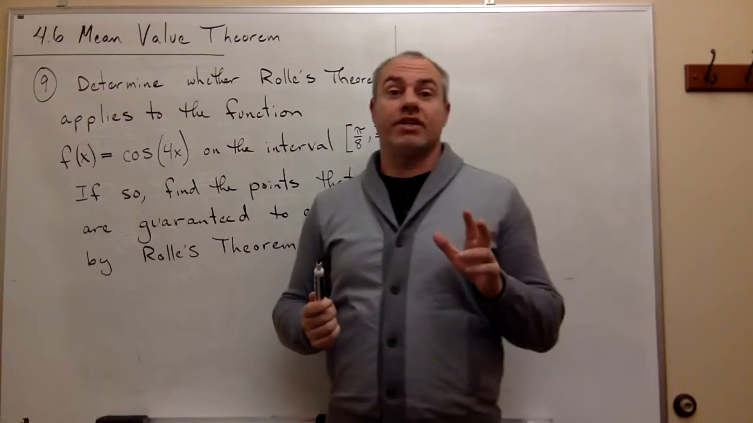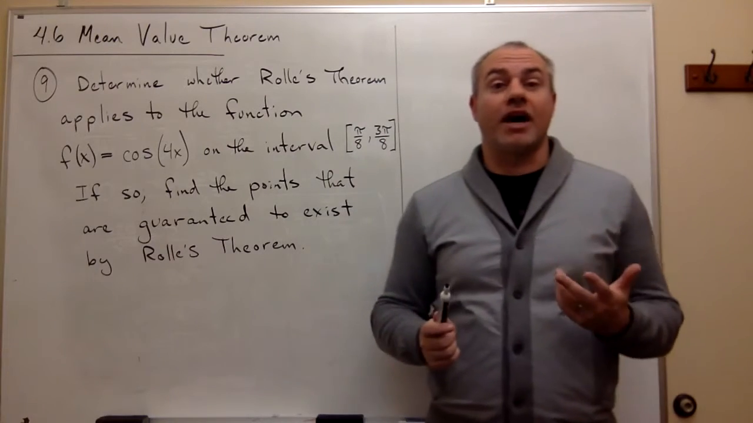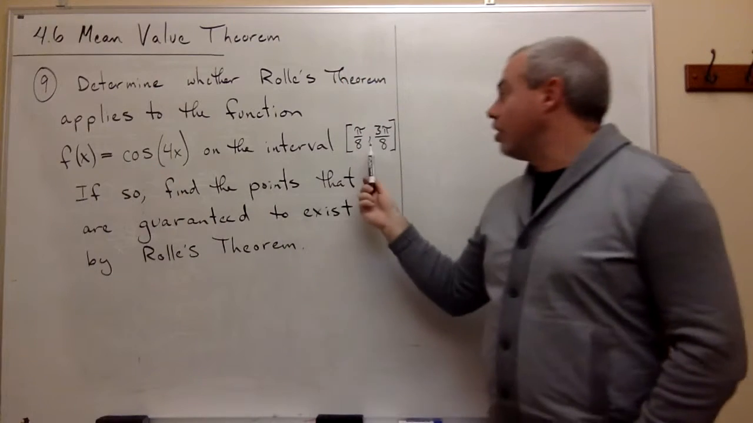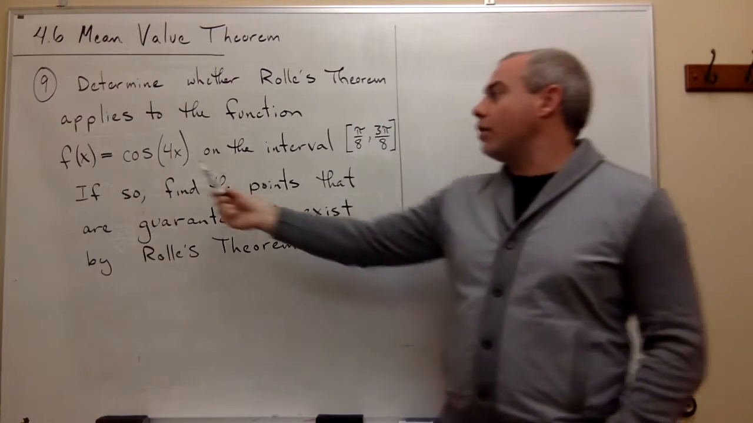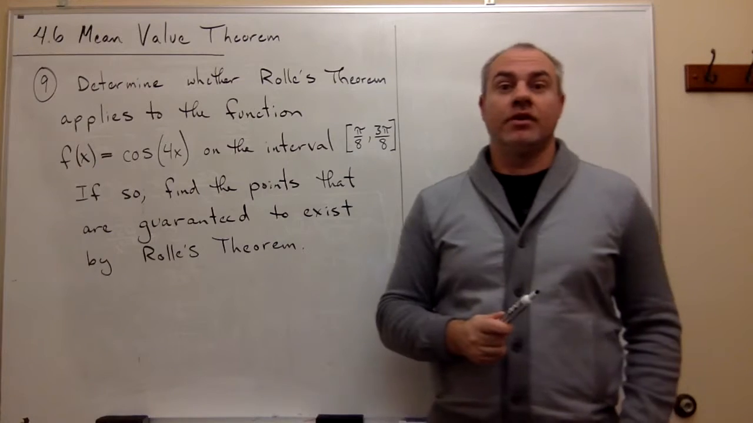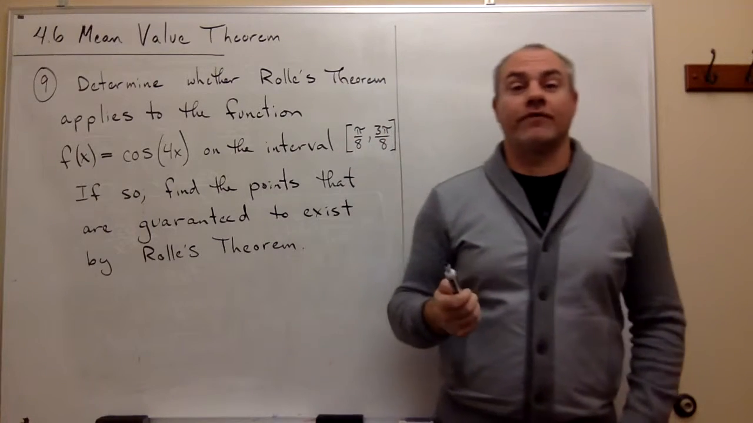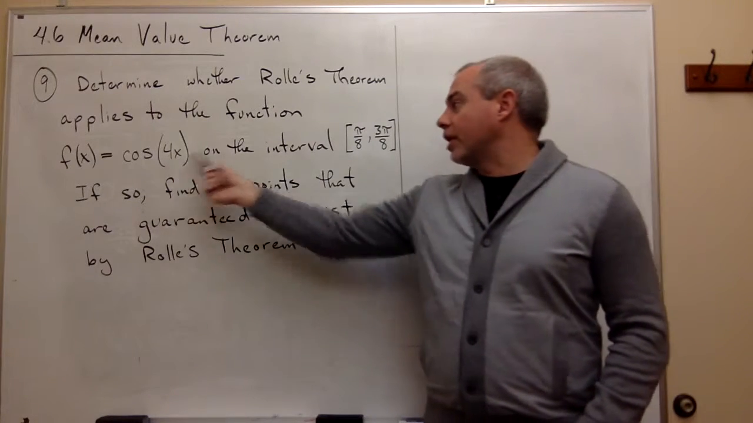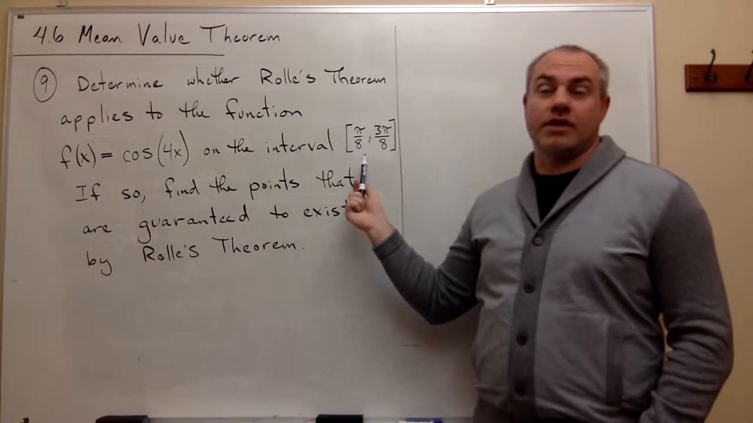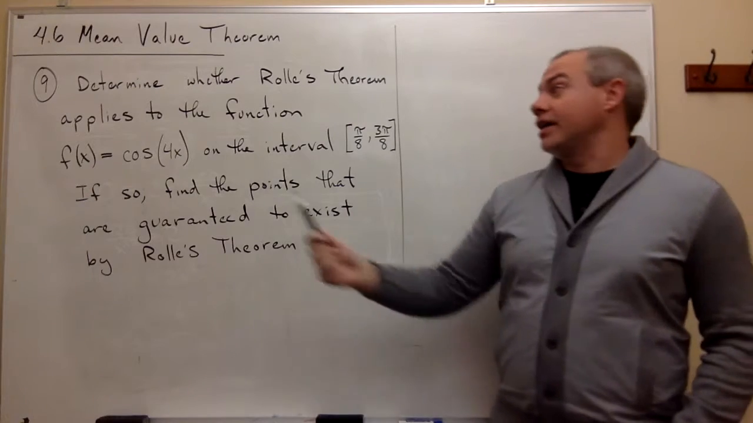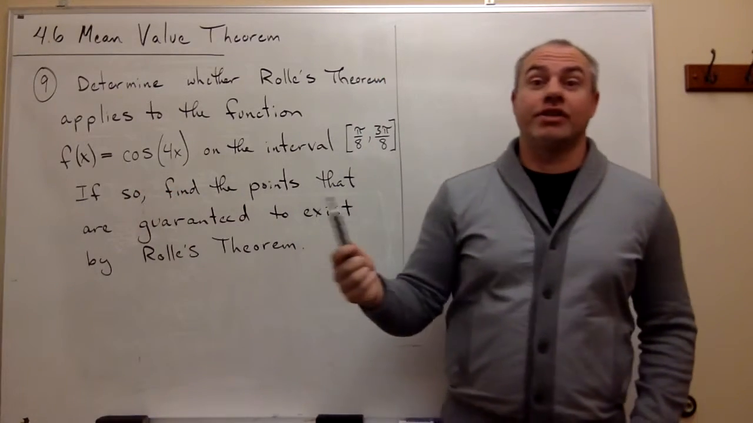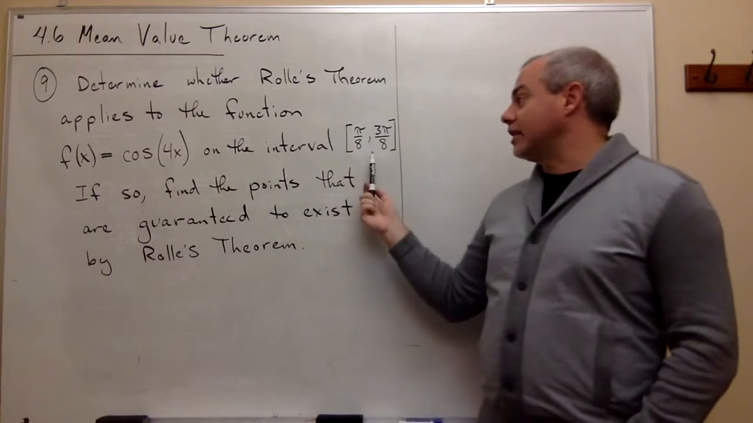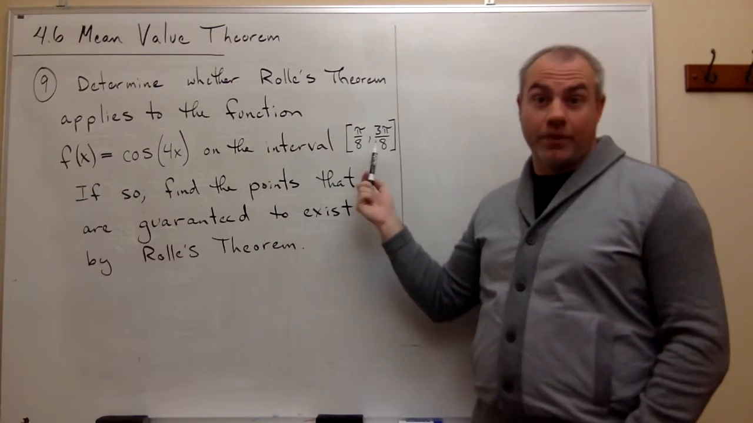So a couple things we need to check to see if Rolle's theorem even applies here. The first one: is this a continuous function on this interval? Well, cosine is a trig function that is continuous everywhere. So certainly it's continuous on this closed interval. Similarly, cosine is differentiable everywhere, and if it's differentiable everywhere, then certainly it's differentiable on this open interval.